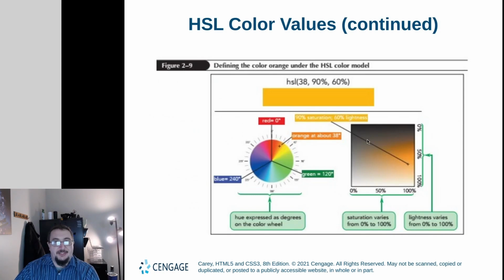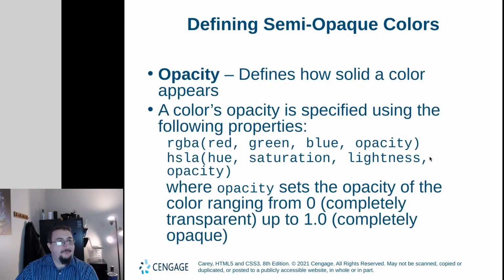So as an example, here's how that looks for your gradients. HSL of 38 shows we are at a 38 degree value, which is this orange, setting a 90% saturation and a 60% lightness. Opacity, using RGBA and HSLA, as I was talking about. These are done with numbers between 0 and 1. So 0.5 would be a 50% opacity or transparency. And you can also add that for both RGBA and HSLA.